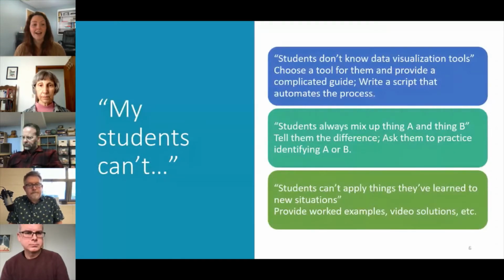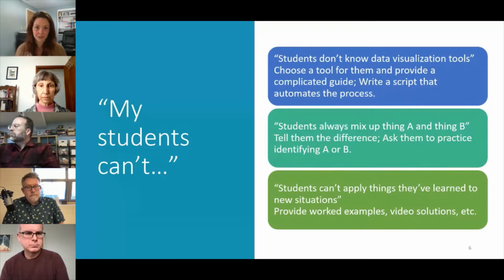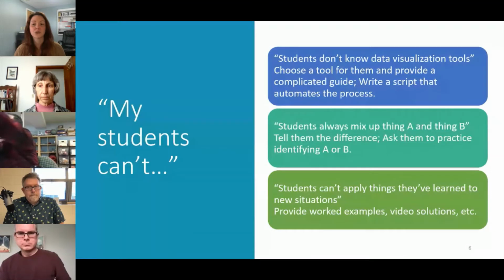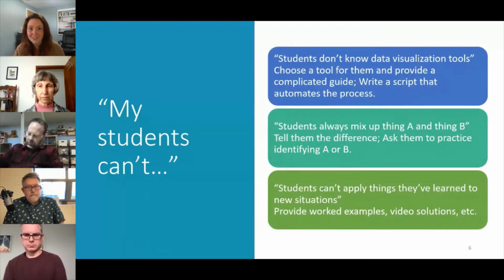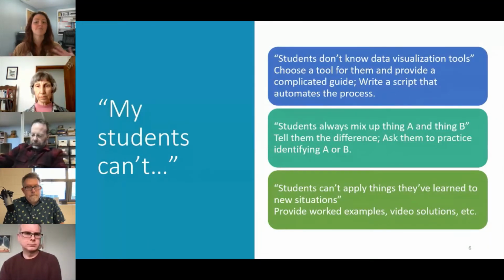So when I talk to colleagues, many of whom have been teaching for a really long time, I hear a lot of statements along the lines of "my students can't." So, my students don't know how to use their data visualization tools. Clearly, I'm a labs person. So the control response is to make choices for them, give them information, take control out of their hands by choosing their tools, giving them guidebooks with all the step-by-step instructions, automating the process so they don't have to think about it. When students mix things up, maybe we need to tell them more.